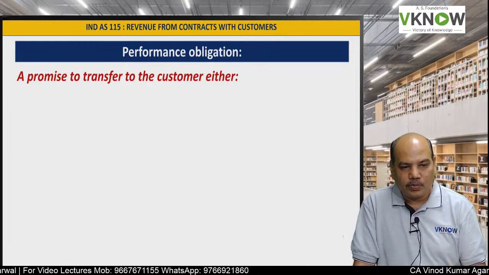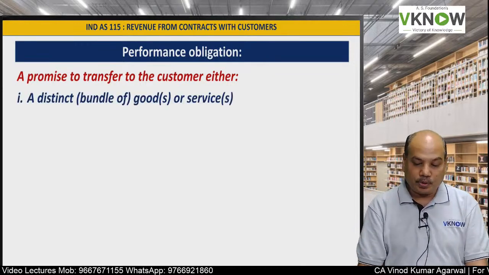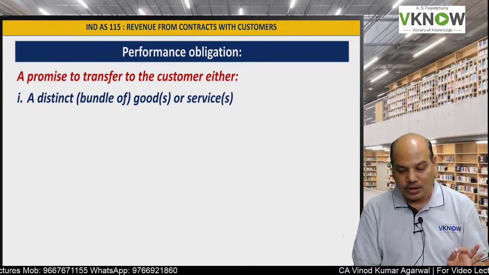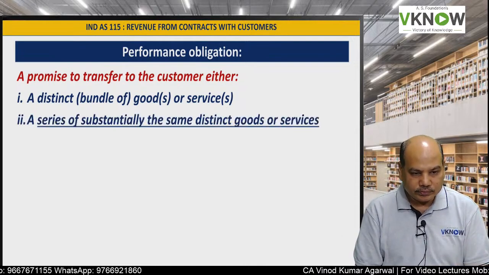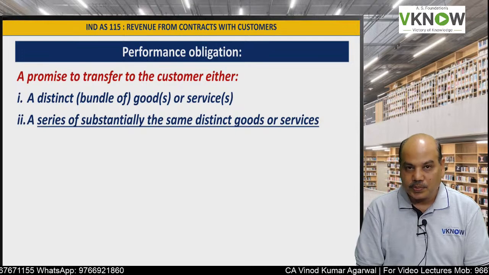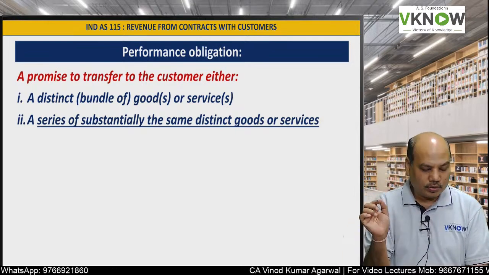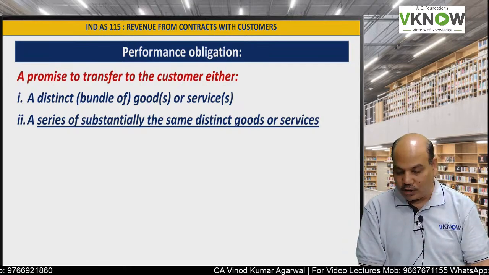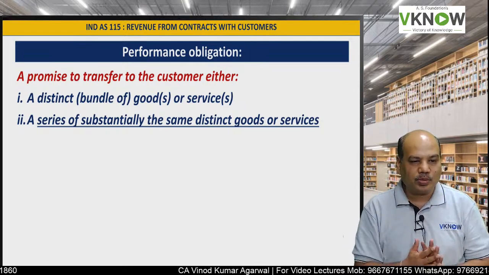What is performance obligation? Performance obligation means a promise to transfer to the customer either a distinct good or service, or a bundle of goods or services, or a series of substantially the same goods or services. So either it can be one good. I sell you one mobile phone if I am a mobile phone dealer, or you have given me an order to deliver 2000 mobile phones.